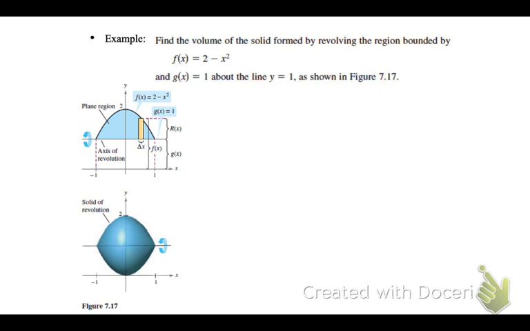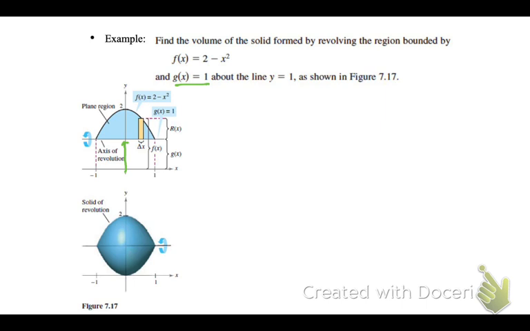Okay, so find the volume of the solid formed by revolving the region bounded by f of x equals 2 minus x squared and g of x equals 1 about the line y equals 1. Okay, so we're not sitting on the x-axis, we're sitting at g of x equals 1. So that means we moved everything up 1.